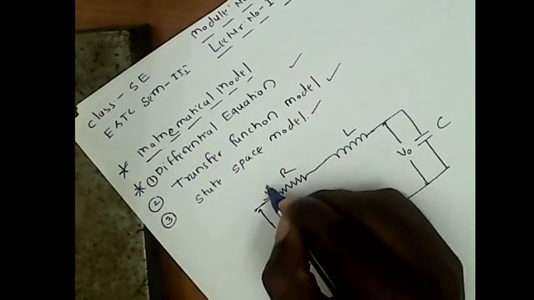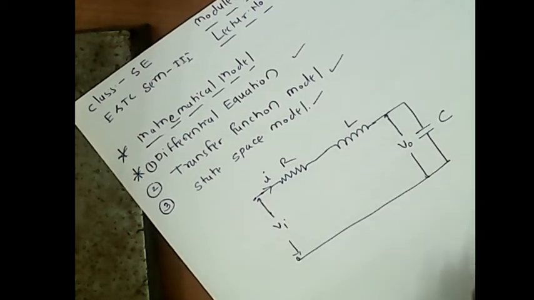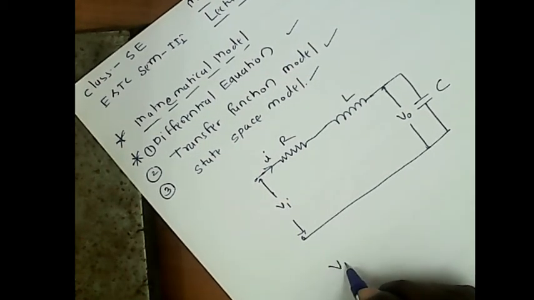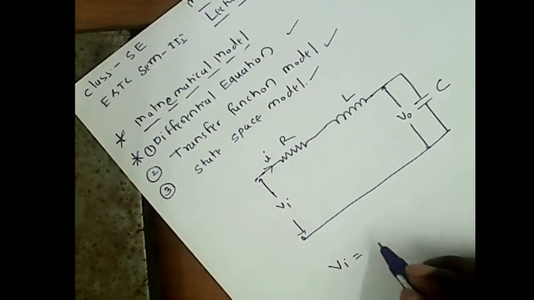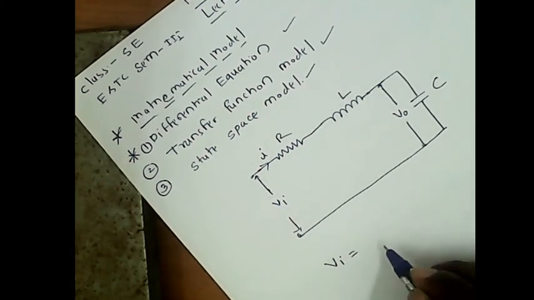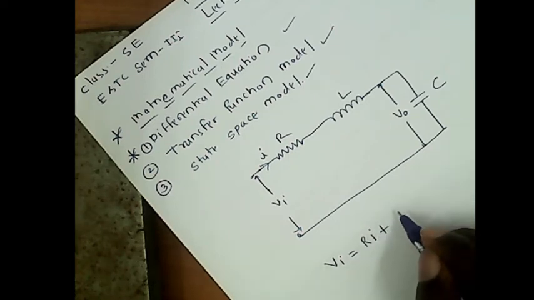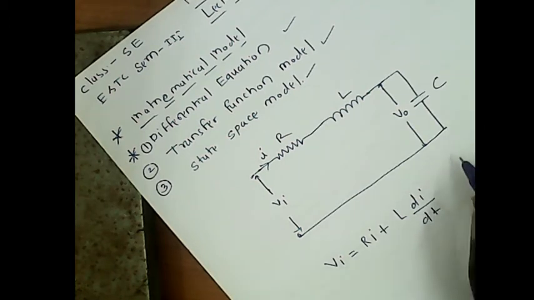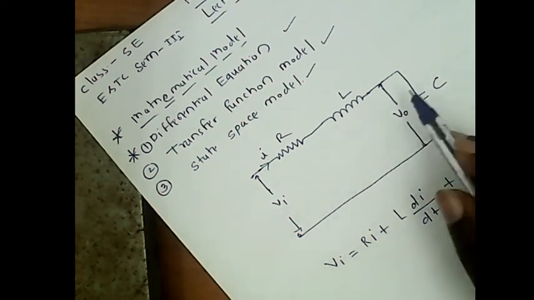So I is the current flowing through the capacitor. So we can write down the input voltage in terms of these three parameters: Vi equal to R into I plus L into di by dt plus V0. The voltage across this capacitor is equal to V0 because it is connected in parallel, so the voltage across is the same.